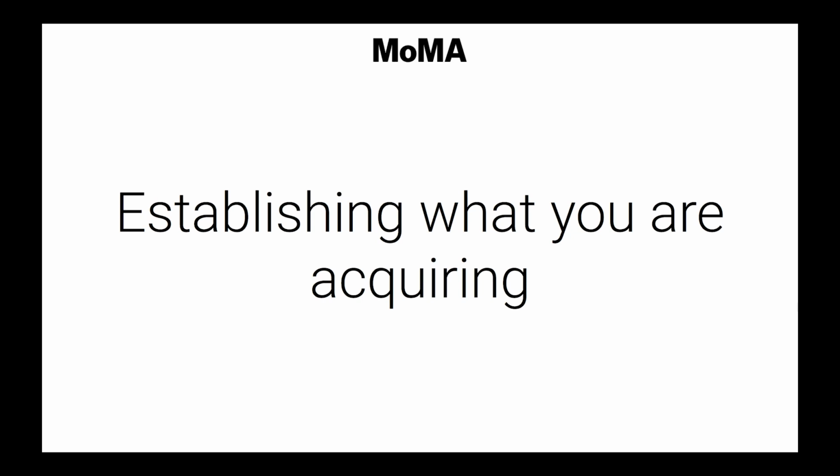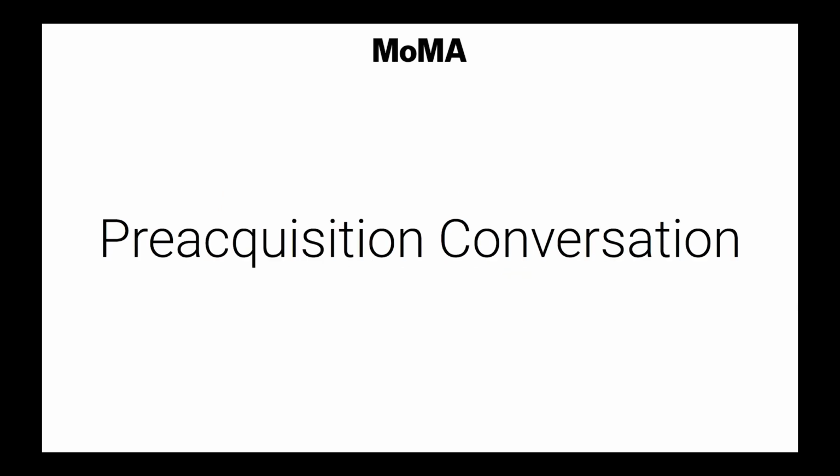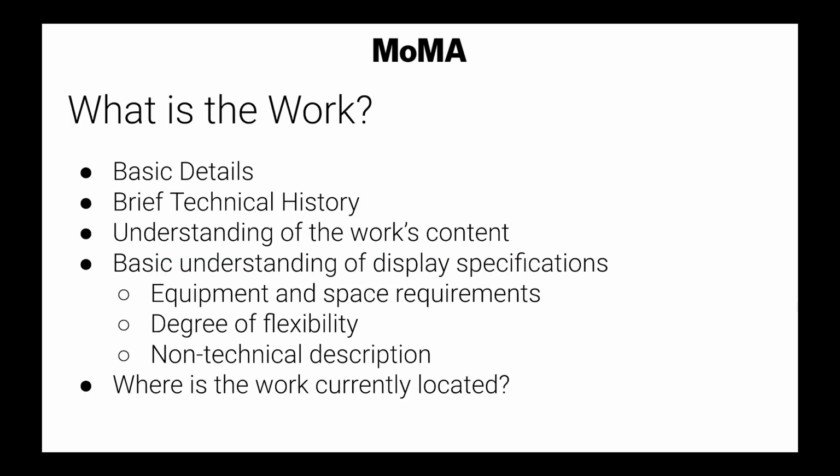When acquiring any work involving variable parts, you need to first establish exactly what it is that you are acquiring. Much like in Emily's talk, this typically takes the form of a pre-acquisition conversation with the artist or gallery to gain more information about the work in question. You are trying to establish what the work is. This is by answering the following prompts.